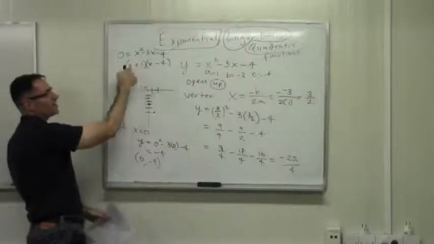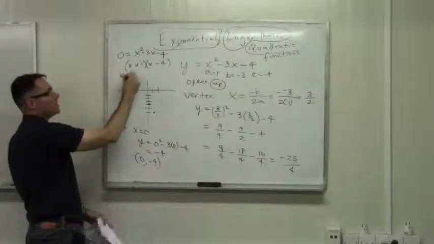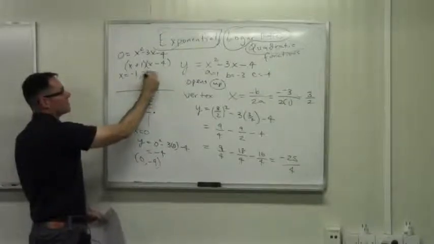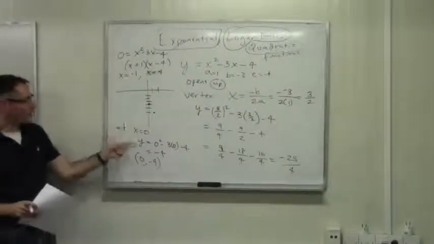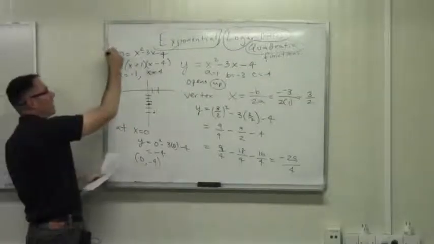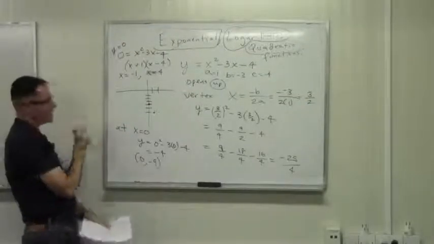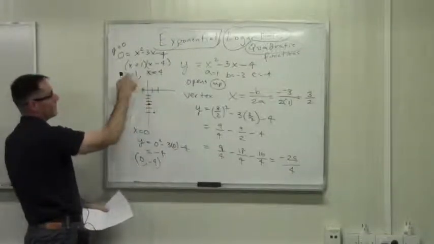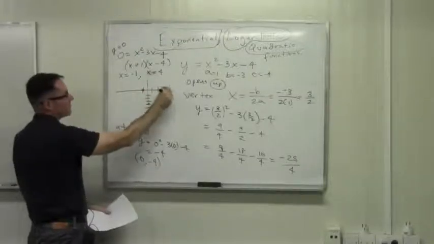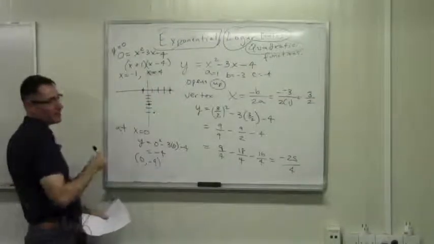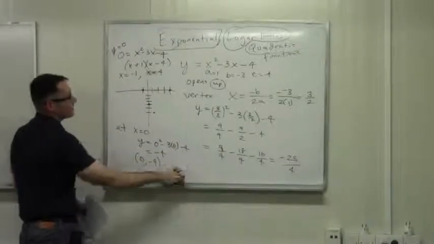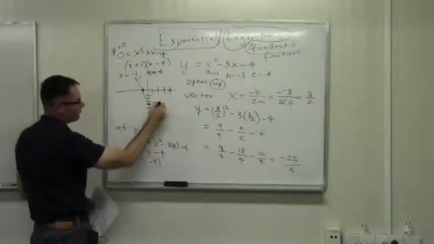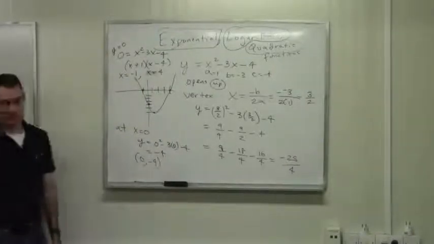OK. So if we set each one equal to 0, we get x equals negative 1 and x equals 4. And that's where y equals 0. So now we have negative 1, 0, and we have 4, 0. Now look at all the points I've got. What you can do now is go whoop, like that, and that's what your parabola looks like.